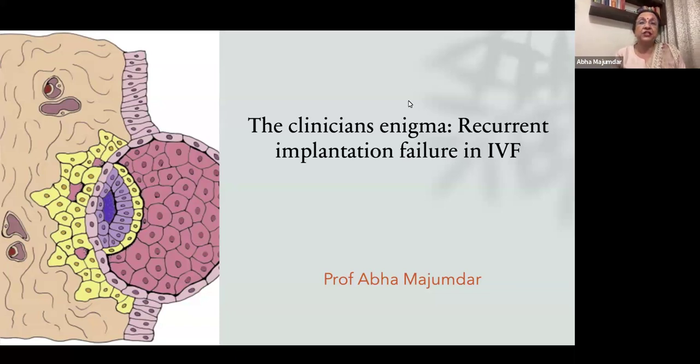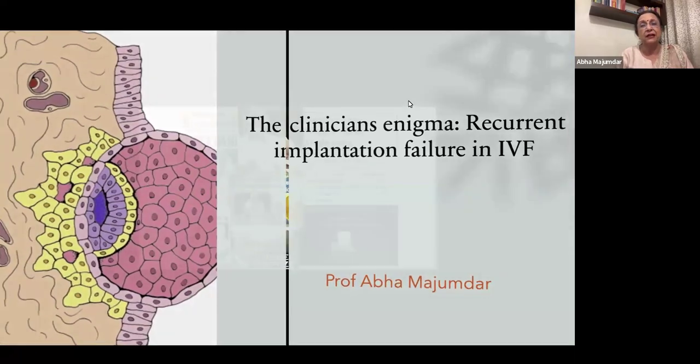It gives me an opportunity to read a little more, and the more I read, the less I know. So let's see. It is my enigma also that I am really looking for true answers in true cases of recurrent implantation failure.